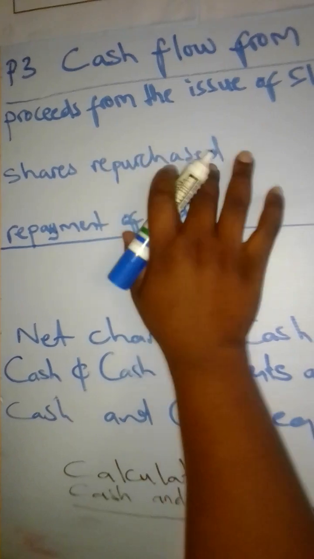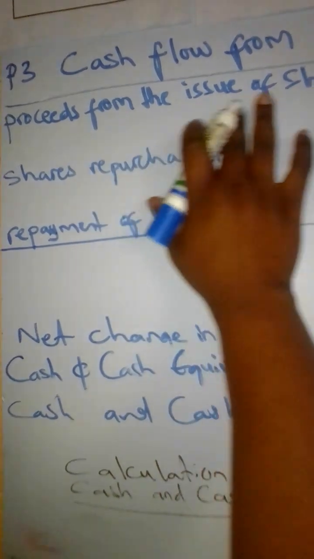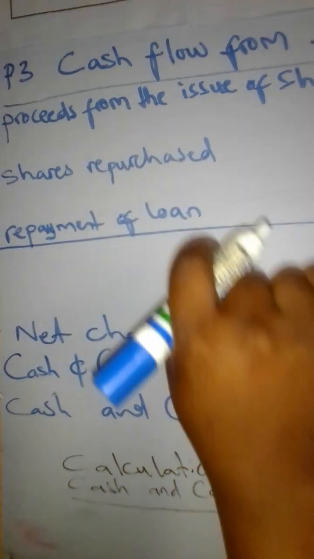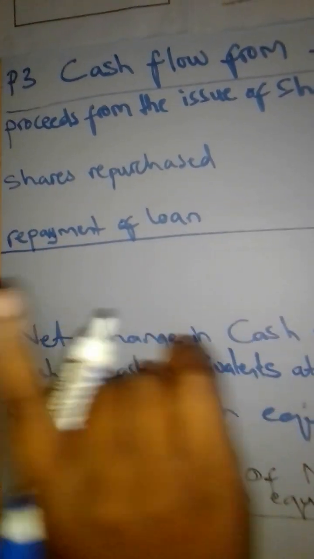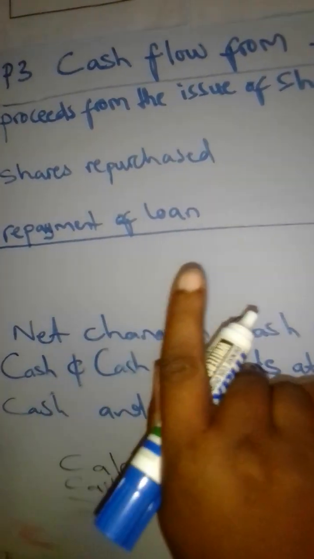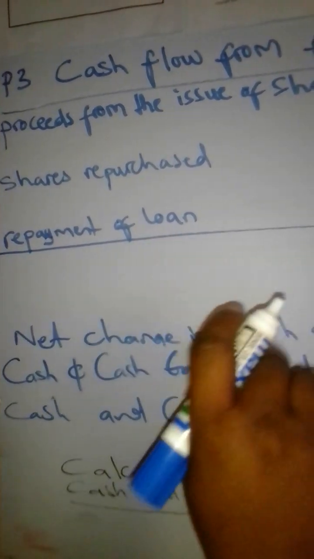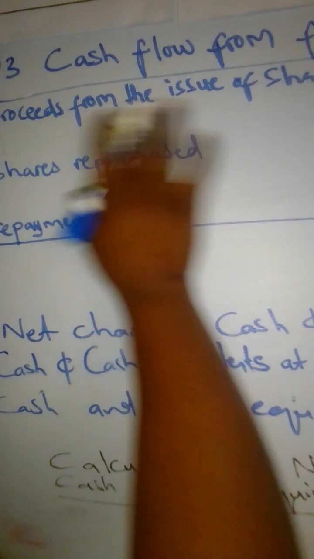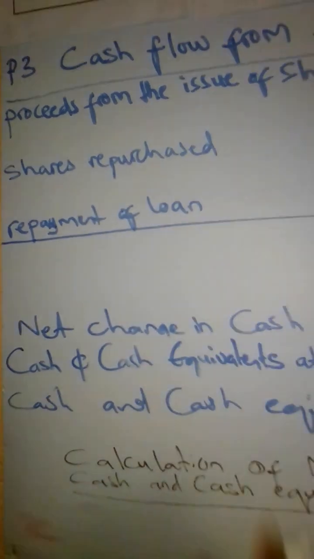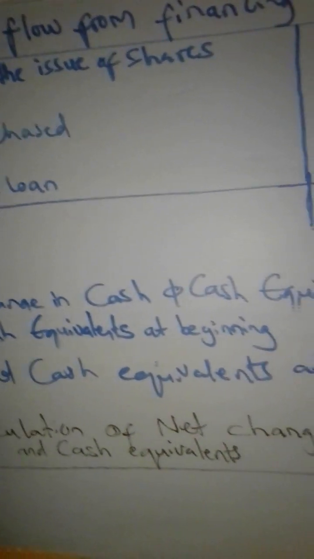For the share repurchase and the proceeds from the issue of shares, we go back to the note to the balance sheet that we did for 1.2.1, whereby we're calculating the ordinary share capital, the issued share capital. That's where we'll find all the information that we need for the repurchase and the proceeds of the shares that were issued.